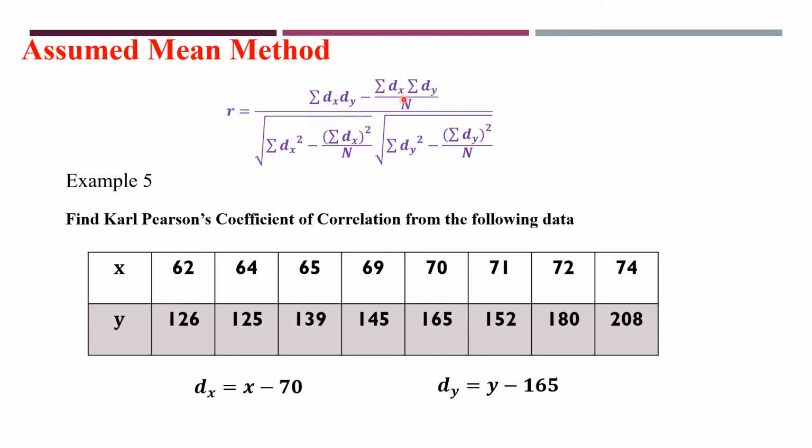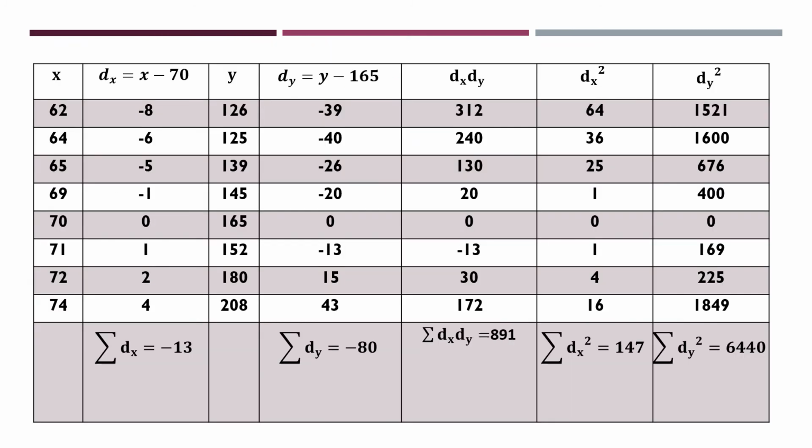Now what do we require? The dx column is required, the dy column is required, the dx into dy column, and the dx square and dy square columns are required. So first we'll write x and y. We will calculate dx, dy, then dx dy, dx square and dy square. So we have to form the table. Now x is given, calculating dx. dx is x minus 70, subtracting 70 from each value of x.